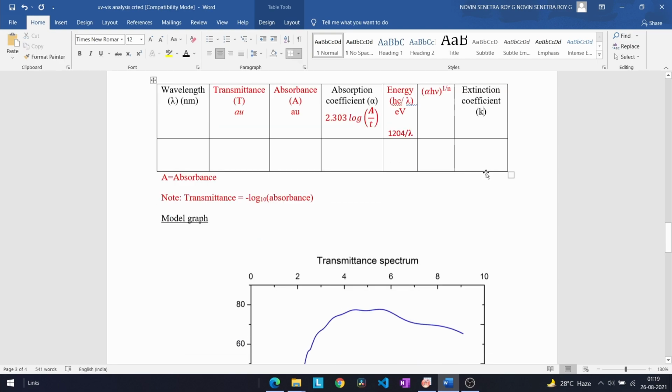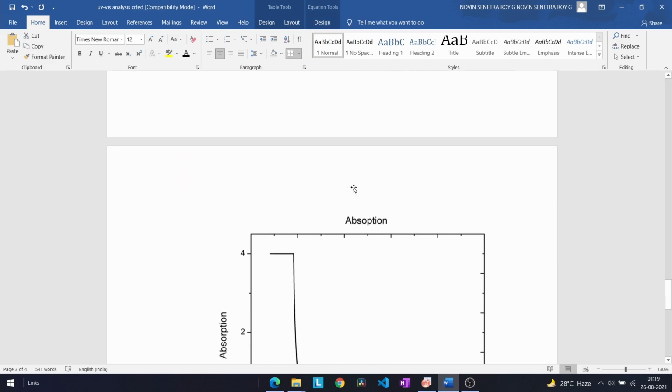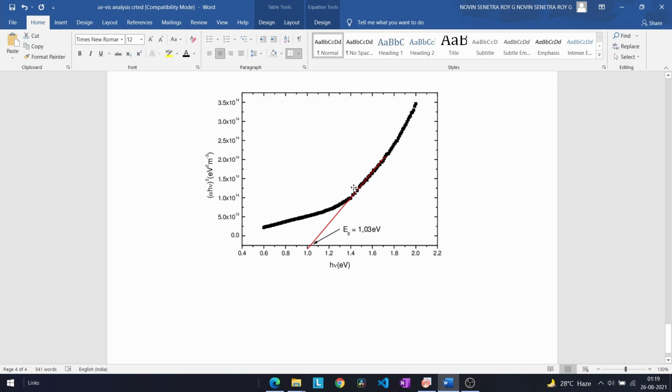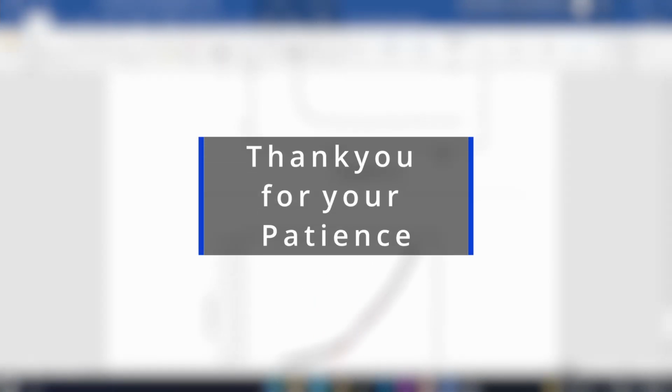But the graphs that you should draw are the transmittance versus wavelength graph, the absorption versus wavelength graph, and essentially the Tauc plot. So that's it for this experiment. That is what you're going to do. If you have any doubts, you can ask me tomorrow. Okay, thank you so much.